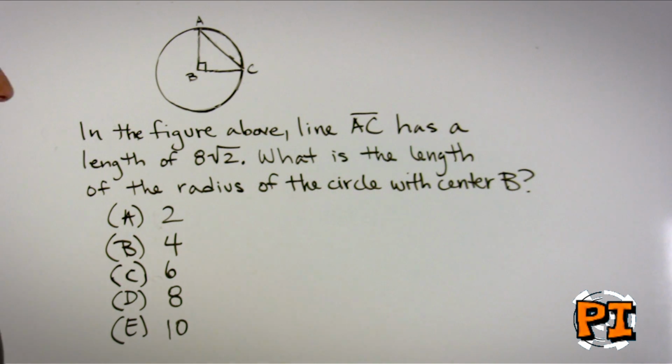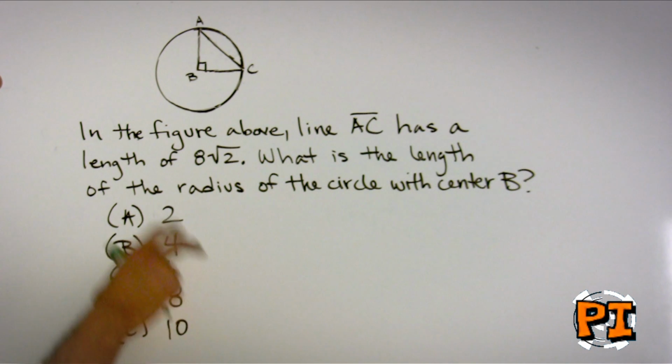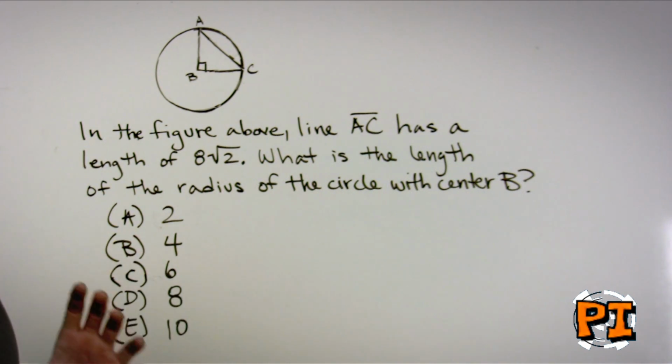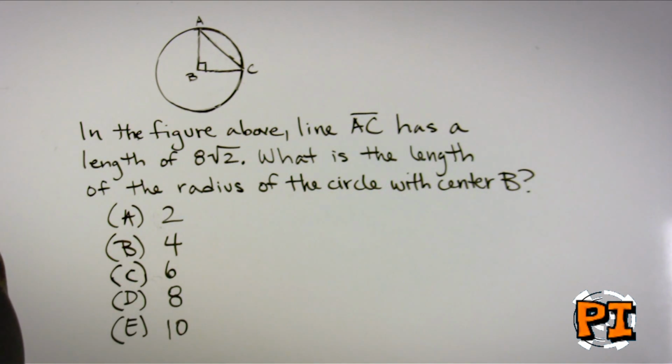In the figure above, line AC has a length of 8 square root of 2. What is the length of the radius of the circle with center B? One thing to note here, it does not say figure not drawn to scale. If it does say that, you cannot rely on the figure. The shape will change, primarily the dimensions. You should always redraw the picture to fit the scenario you're being tested on.